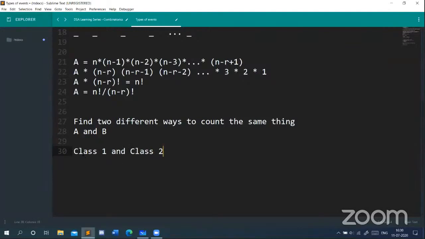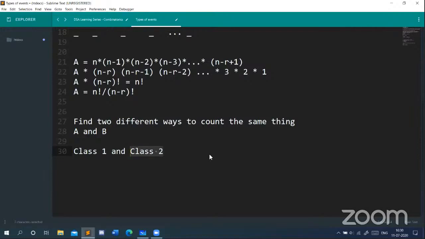And I need to count the number of people in class 1. I look at the attendance register of class 1 and the attendance register of class 2, and I notice that the last entries in them have the same roll number. This should immediately mean that they have the same cardinality. But how will we prove it mathematically?